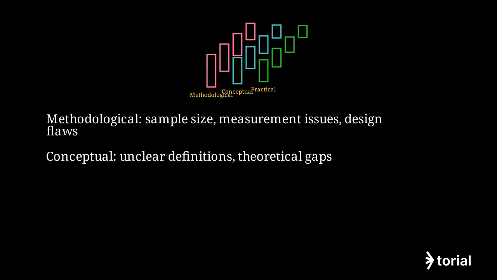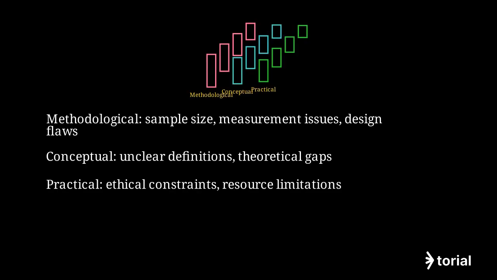Expert critical writing always acknowledges limitations in research. Consider 3 types of limitations: methodological weaknesses, conceptual issues, and practical constraints. Methodological limitations include small sample sizes, problematic measurement tools, or flawed research designs. Conceptual limitations involve unclear operational definitions or gaps in the theoretical framework. Practical limitations arise from ethical constraints or limited resources that restrict what researchers can do.